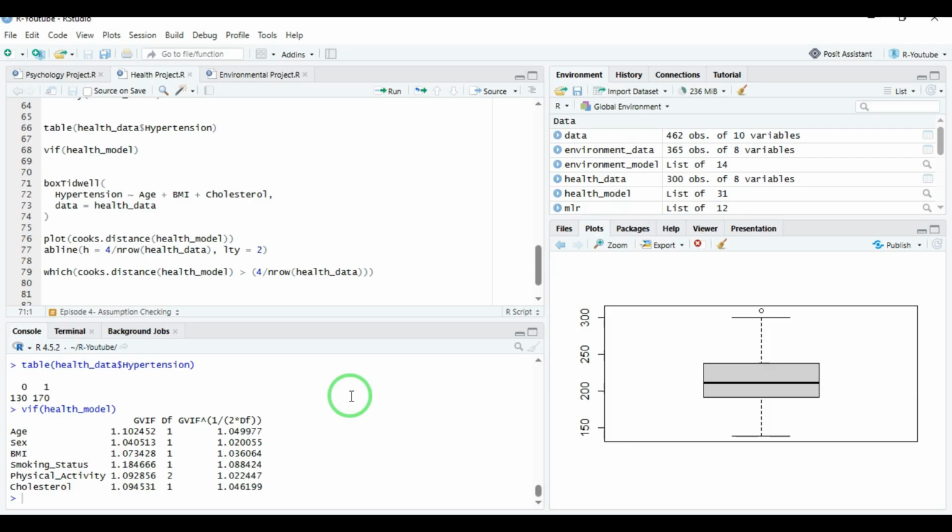In episode 4, we checked the assumptions for our health and environmental examples. Here's the link at the top right corner of your screen if you haven't seen it yet. And we did the same for the psychology example too in episode 5.